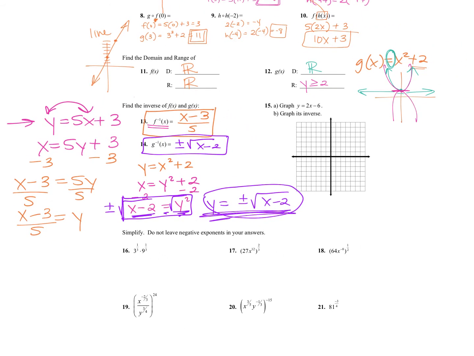Okay, graph y equals 2x minus 6, and then graph the inverse. So this is very similar to what we did on the quiz, right? You're going to plot your minus 6, 1, 2, 3, 4, 5, 6, and then a slope of 2. So up 2 over 1, up 2 over 1, up 2 over 1. Okay, so here's your line. If you're going to graph the inverse, just pick 2 points. All you need is 2 points. You don't need to do a whole bunch of them. Pick 2 points that we can flip-flop.